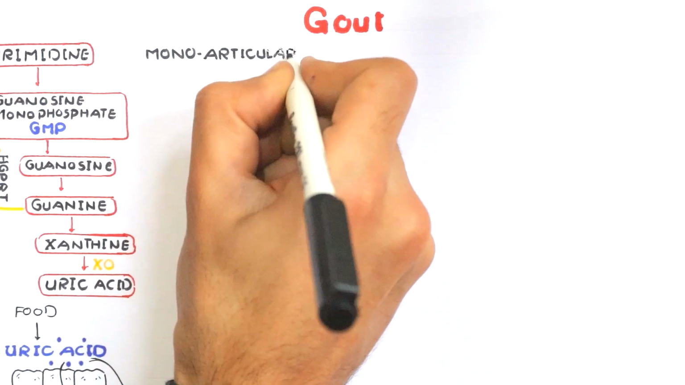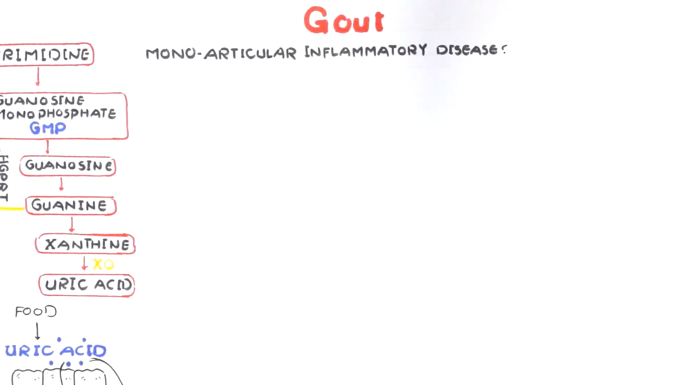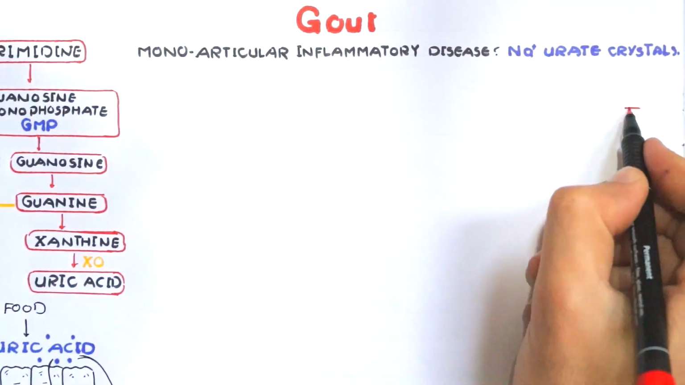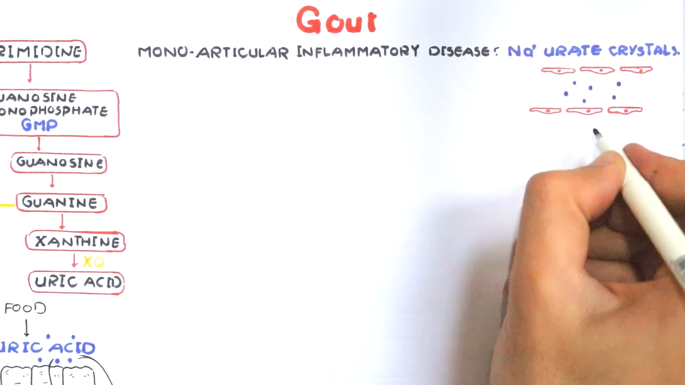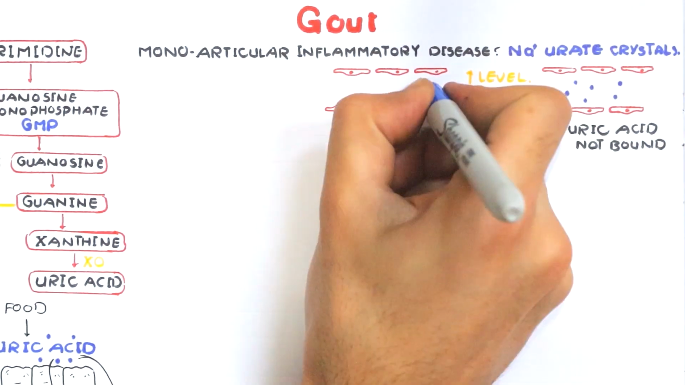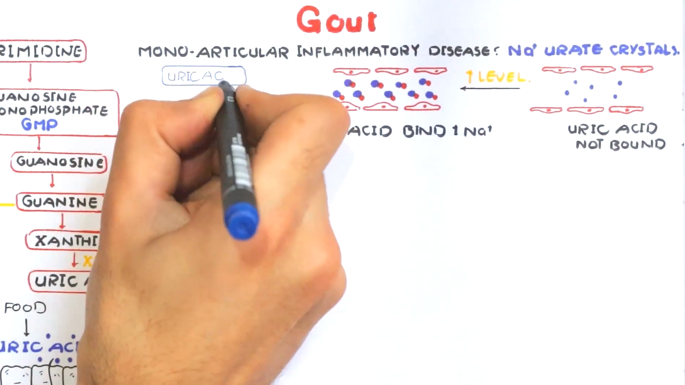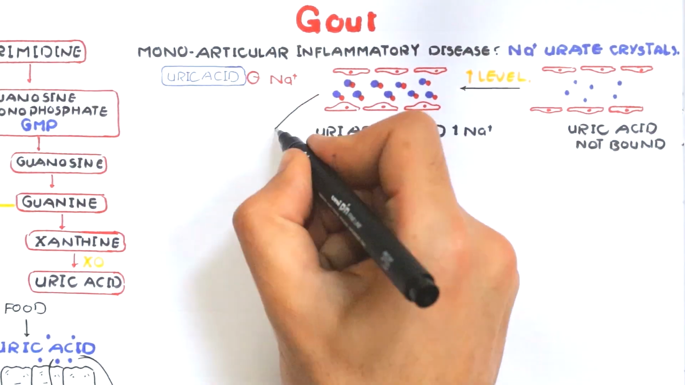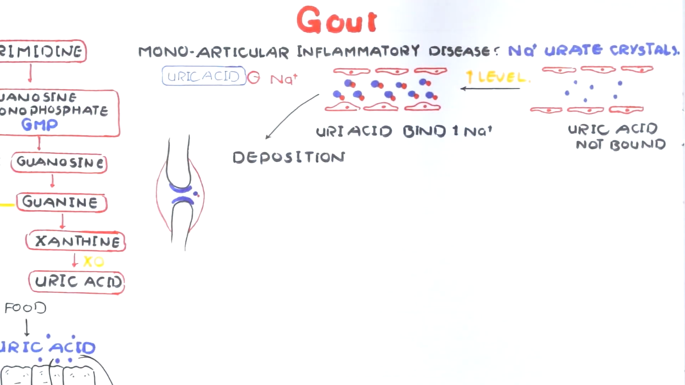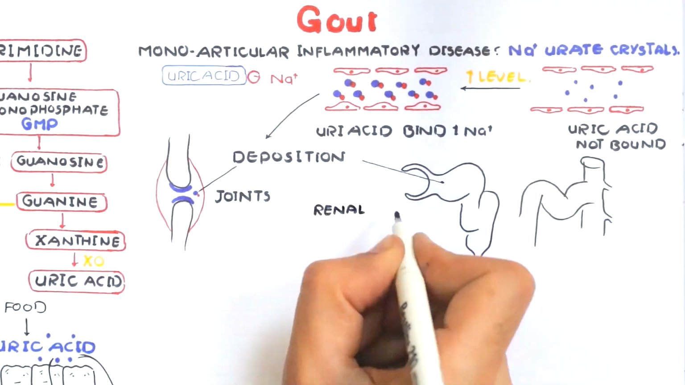Now, gout is a monoarticular inflammatory disease caused by deposition of monosodium urate crystals. That's a blood vessel and its endothelial lining. Uric acid is found circulating freely inside blood vessels. When levels become very high and plasma becomes saturated with uric acid molecules, it's hyperuricemia. These molecules start binding sodium to form monosodium urate crystals that start deposition, especially in areas with slow blood flow, like the joints and kidney tubules.